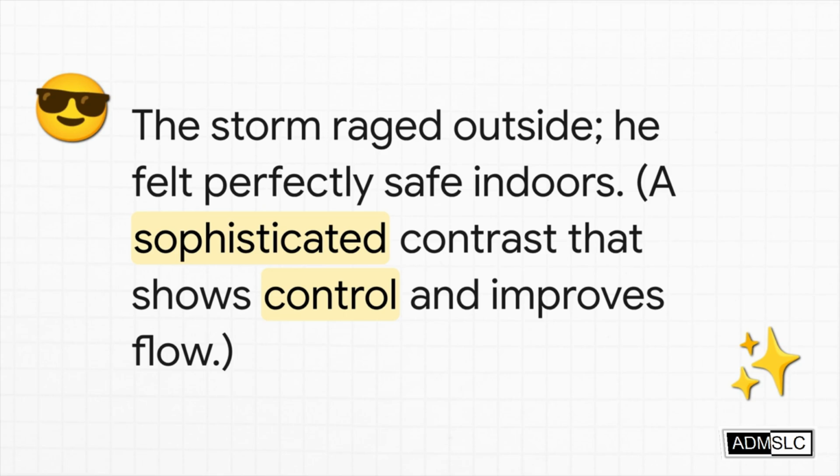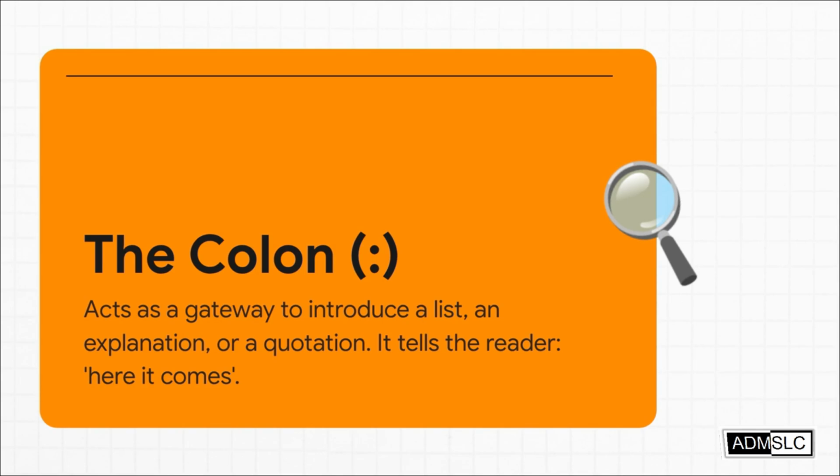That is control. Okay, next in our toolkit, the colon. The colon is all about creating anticipation. It's like a little drum roll in your sentence. It basically shouts to the reader, hey, pay attention. The important stuff is coming right up. Whether that's a list, an explanation, or a big reveal.